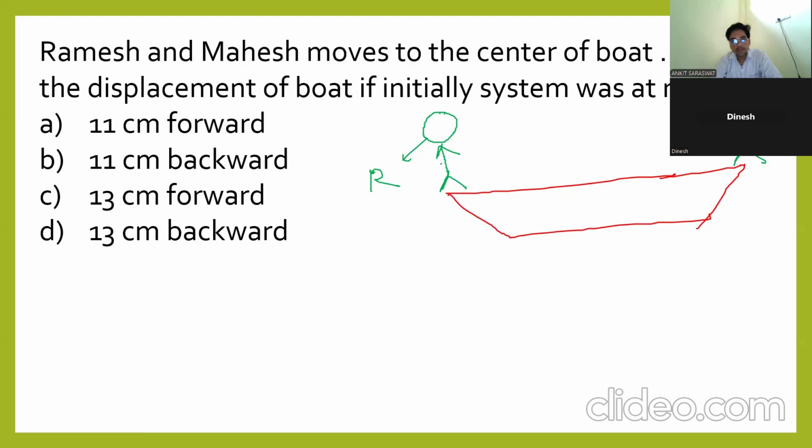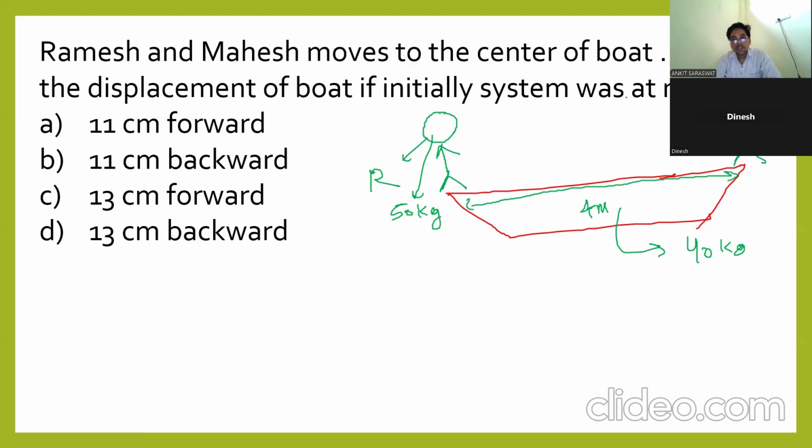His mass is 50 kg. His mass is 60 kg. And the boat mass is 40 kg. And this is 4 meter, the length of the boat.